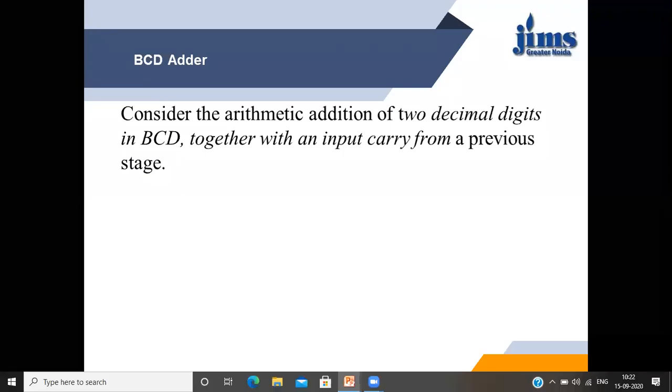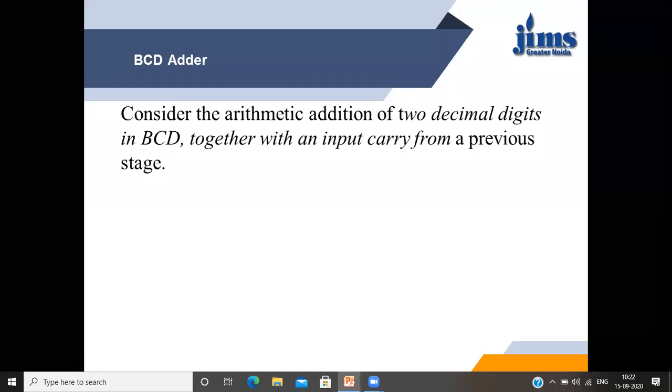Because when we are using BCD with 4-bit input data, it will have 16 combinations, but for BCD we are using only 10 combinations, 0 to 9, and 10 to 15 are unused states. So whenever there is an unused state, we add 6 to that number, and that will convert the output into a proper BCD form.